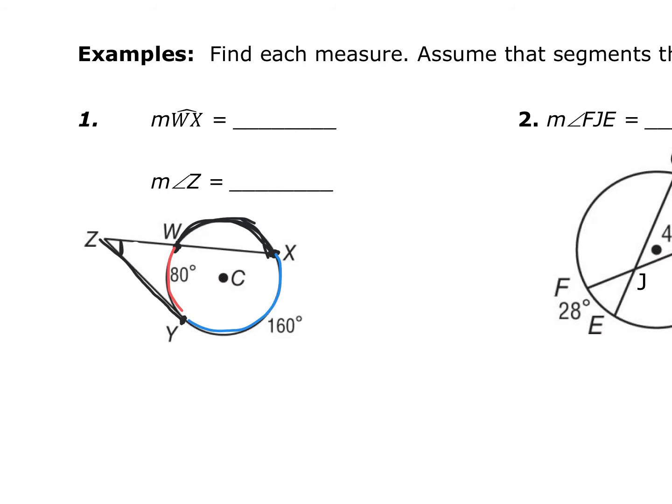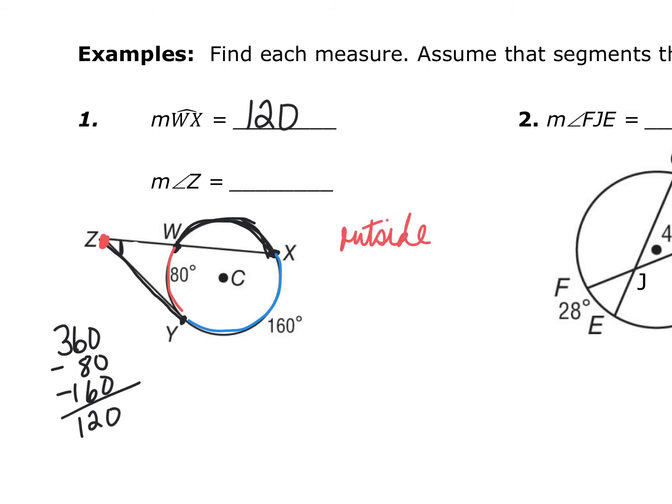Okay, to find arc WX, we are basically going to take 360 and subtract the 80 degree arc and the 160 degree arc, which comes out to 120. So our arc WX is 120 degrees. Now to find angle Z, we notice where the vertex is first, and it is outside the circle. So that means we're going to use the formula that the angle is equal to half the difference of the arcs.